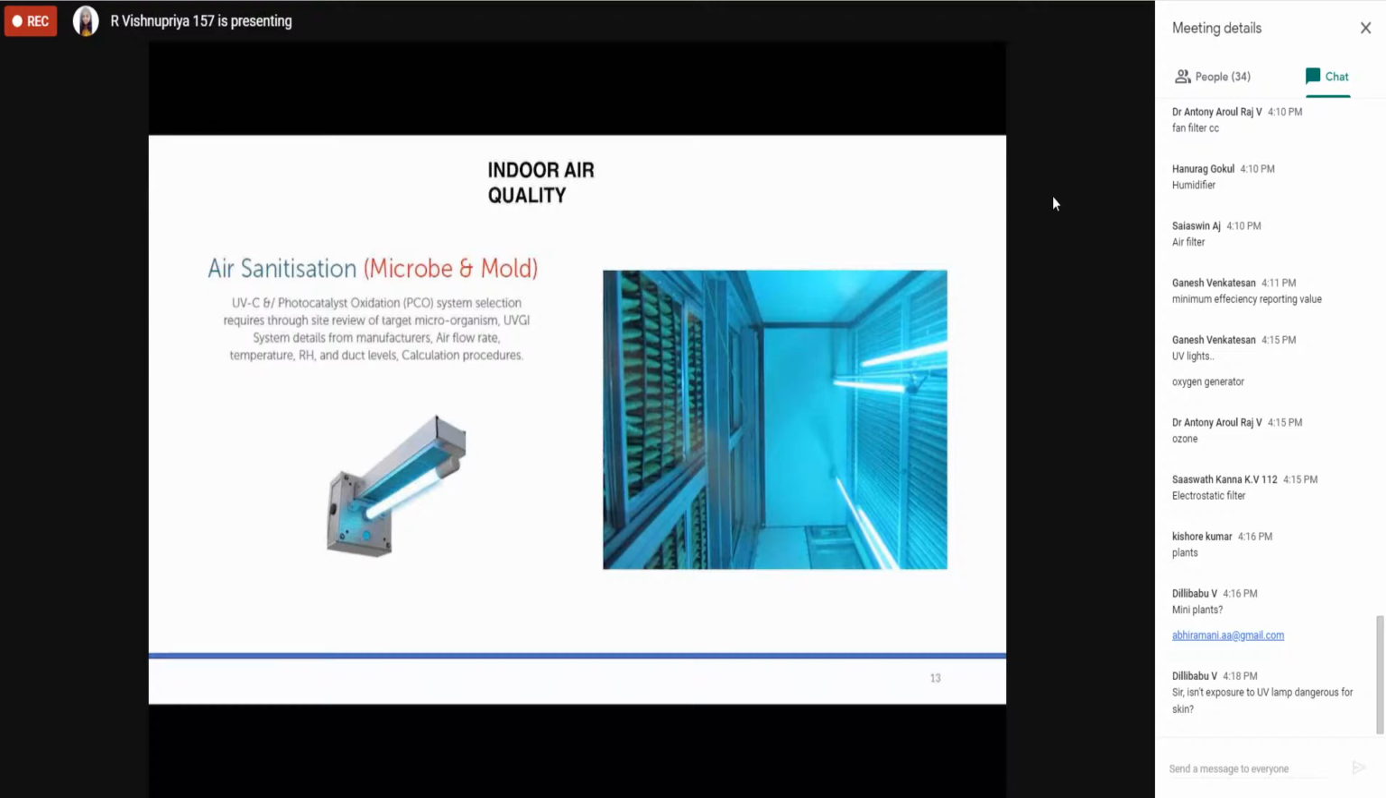But along with the UV lamp, there is something called a photocatalyst that is going to quicken the reaction. In chemistry, we would have run it, right? A catalyst is nothing but something to speed up the process. The same way here also, it is going to speed up the process.